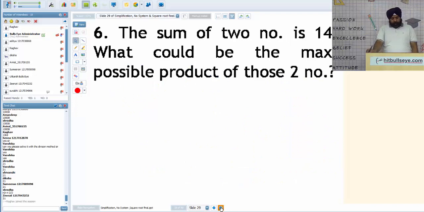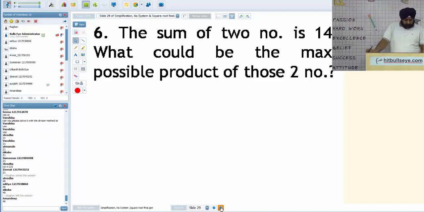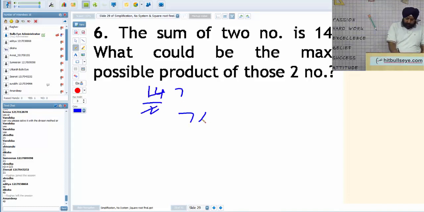The sum of two numbers is 14. What could be the maximum possible product of these two numbers? Aditya, 49. Diksha, 49. Any other answer? Very basic and very important question. Yes. In order to have the maximum product, the numbers should be as near as possible, or they should be equal. So 14 by 2 is 7, and 7 into 7 is 49.